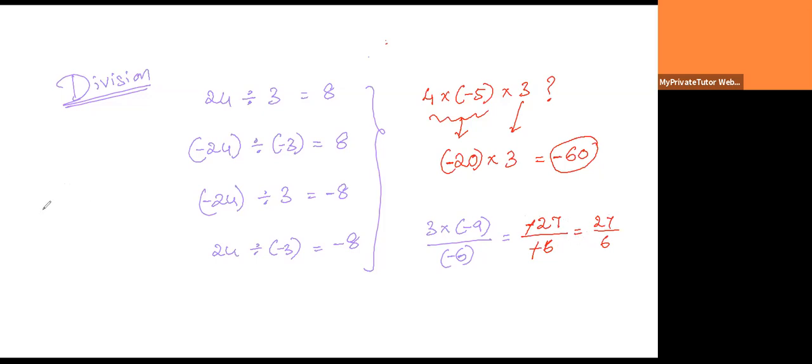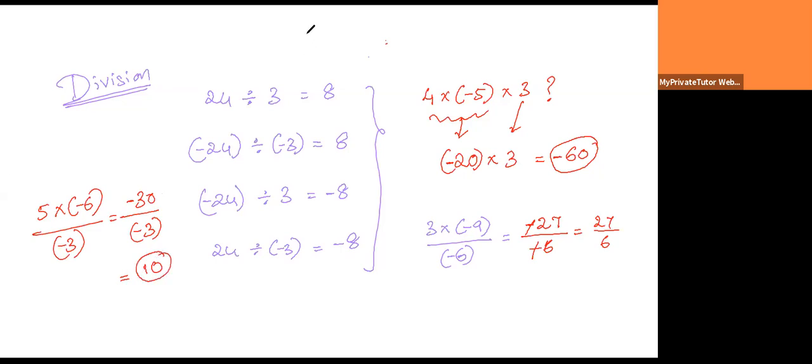Okay, let's take one more example. 5 times minus 6 over minus 3. How to solve this? 5 6s are 30. Since we have a negative sign in front of the 6, we are going to put minus 30. Minus 30 over minus 3. We are dividing two negative numbers, so it becomes a positive number. The answer is positive. 3 tens are 30, and the answer is plus 10.